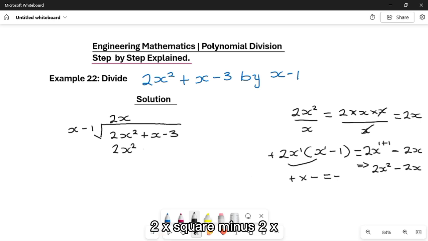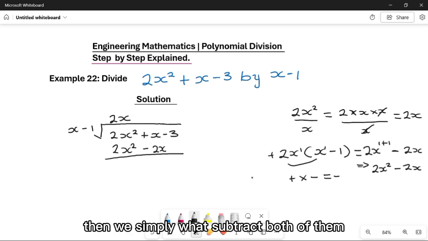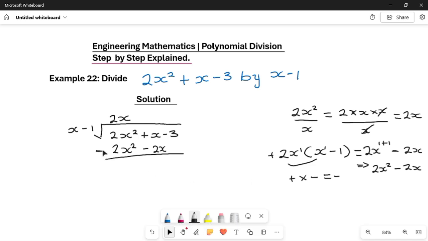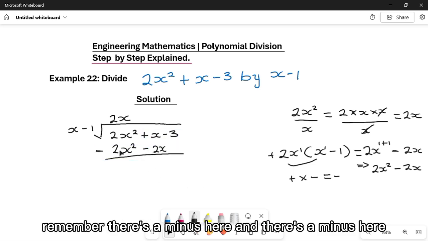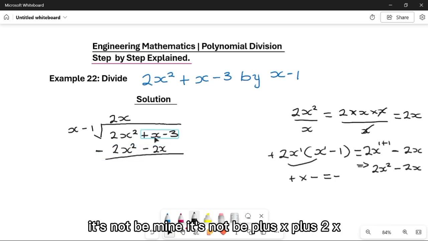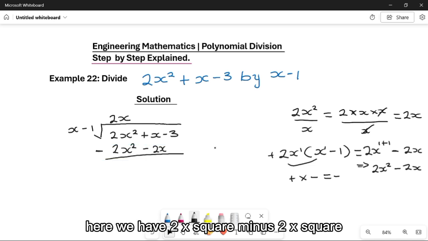So we'll bring it down here. 2x squared minus 2x. Then we'll simply subtract both of them. So if we subtract, 2x squared will cancel 2x squared. Then minus x minus 2x. Remember, there's a minus here and there's a minus here. So minus times minus will be plus. So it's now plus x plus 2x. Let me write it down here.